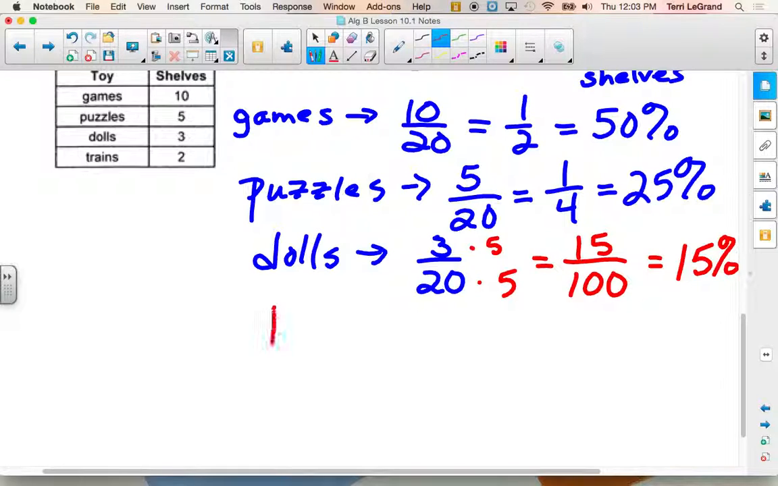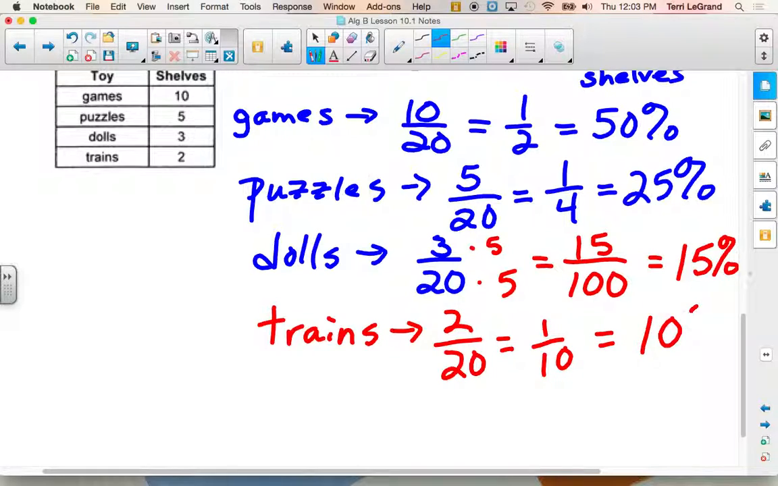And last but not least, our trains. We have 2 out of 20, which is 1/10, which is 10%. That's a pretty easy one to do with the fraction also.